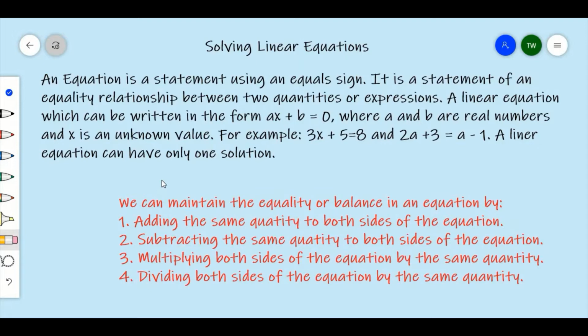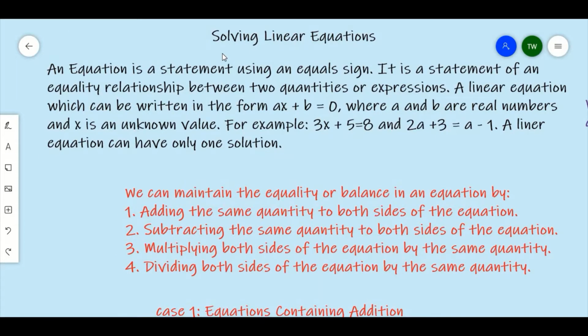You must also bear in mind that a linear equation can have only one solution. So there is only one possible value that is going to satisfy that given linear equation. You must also note that a linear equation is always balanced, right? So both sides of the equation are always equal to each other.